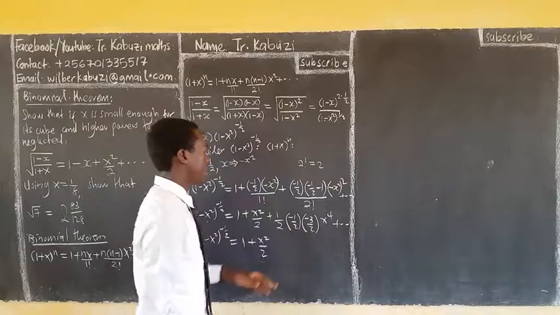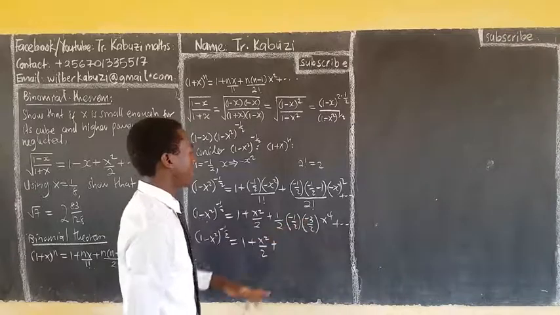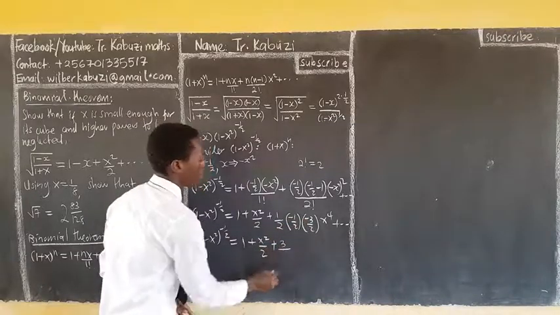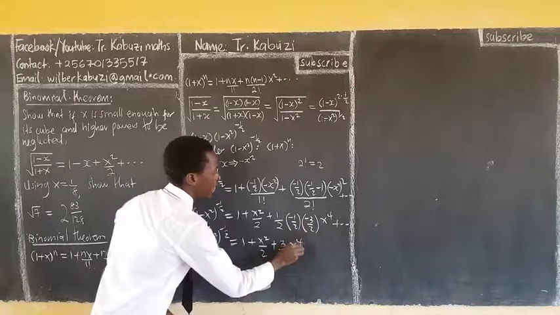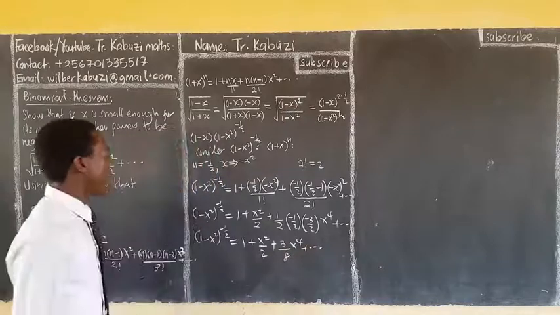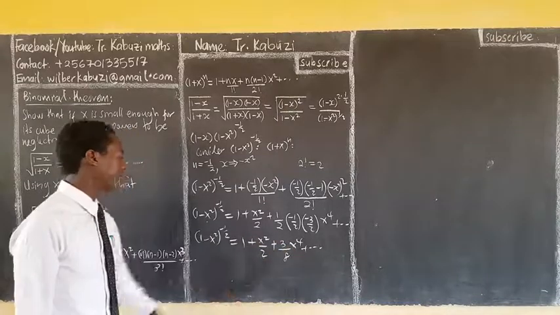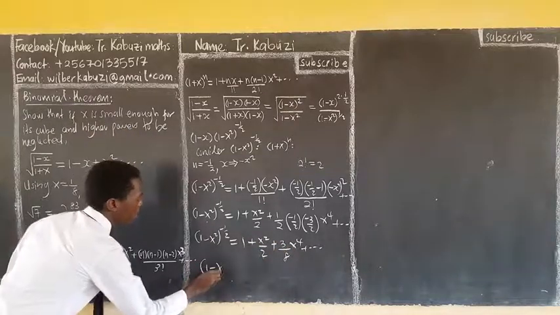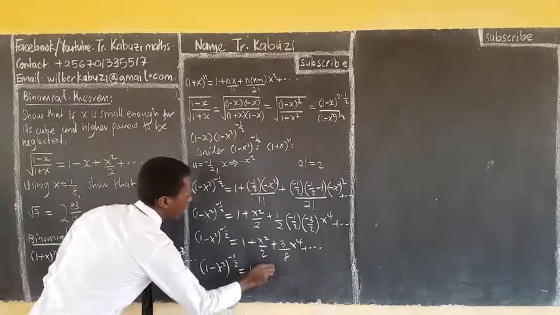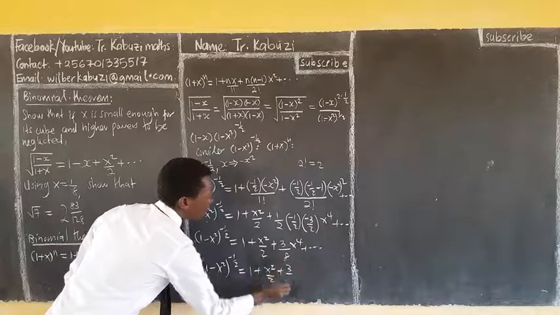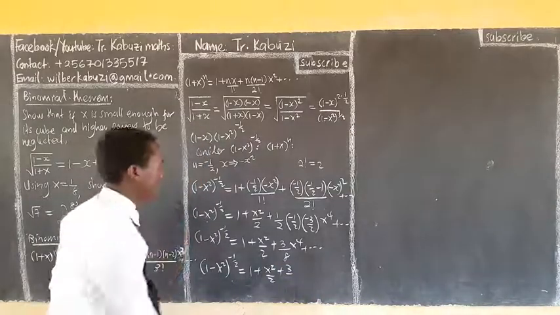Then this negative and this negative will give us a plus 3, the whole over 2 times 2, 8, then x to the power 4 plus other terms coming. Now, they told us that the powers above 3 and then negative, meaning that now we have (1 minus x squared) to the power negative half equaling 1 plus x squared over 2 plus 3 over... So this one I'm going to neglect because those powers we neglected.